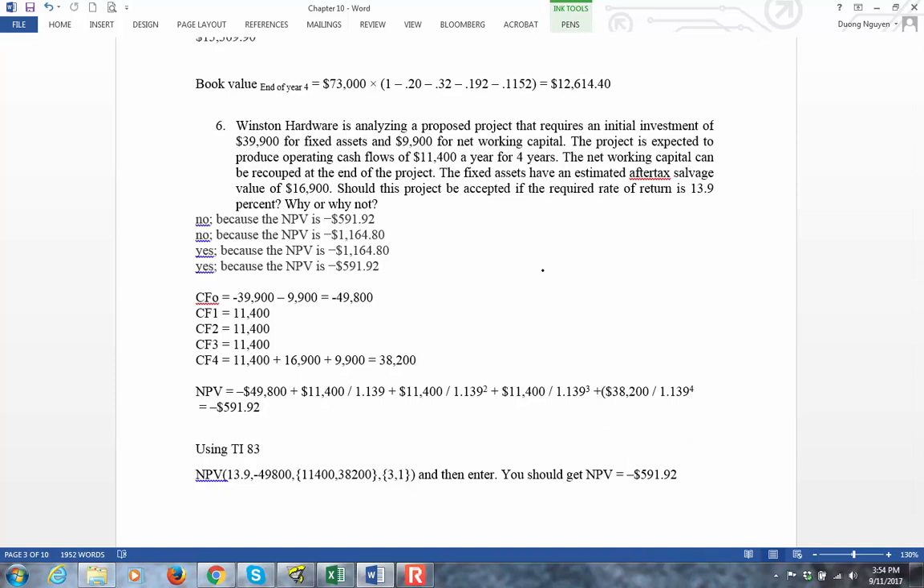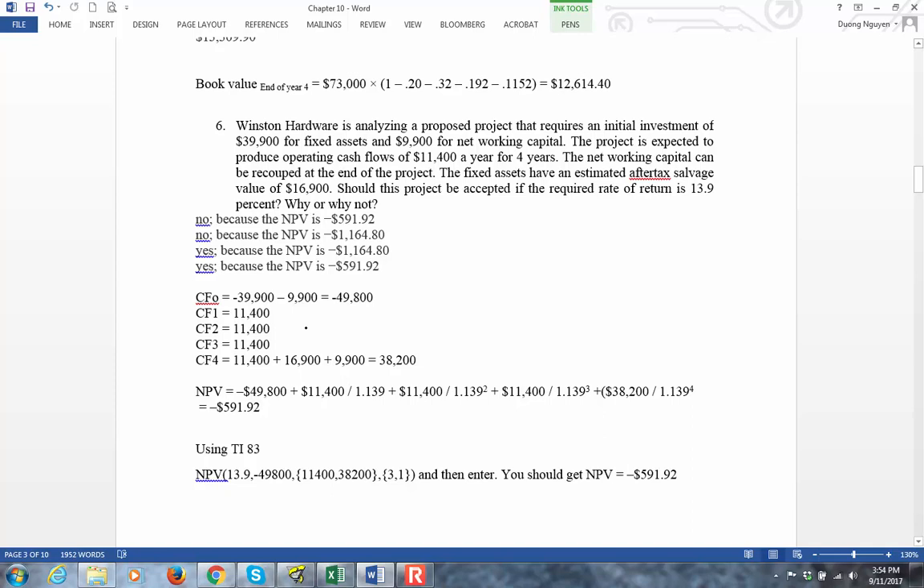The fixed assets have a salvage value after tax of 16,900. Alright, so at the beginning, this company spent 39,900 on fixed assets and adjusted for working capital 9,900. So the initial cash flow would be negative 49,800.